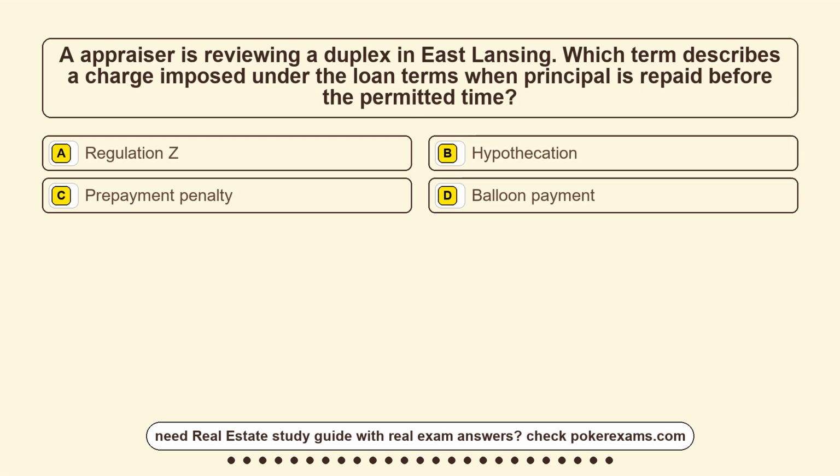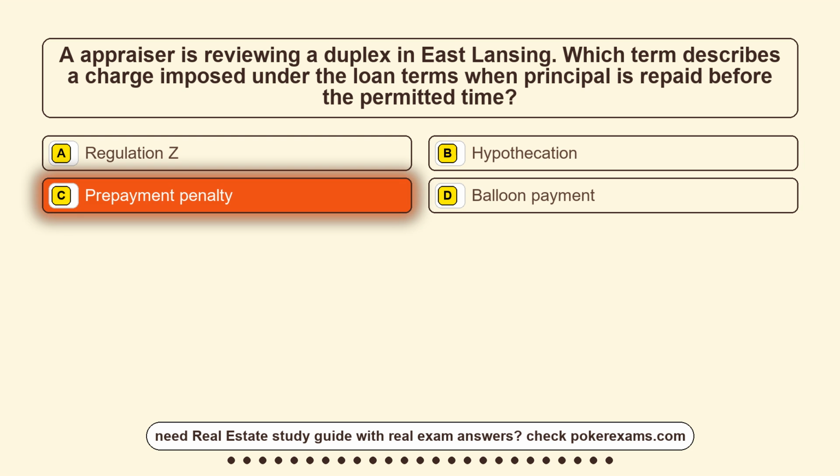Question 17. An appraiser is reviewing a duplex in East Lansing. Which term describes a charge imposed under the loan terms when principal is repaid before the permitted time? Option A, Regulation Z. Option B, hypothecation. Option C, prepayment penalty. Option D, balloon payment. The correct answer is option C, prepayment penalty.